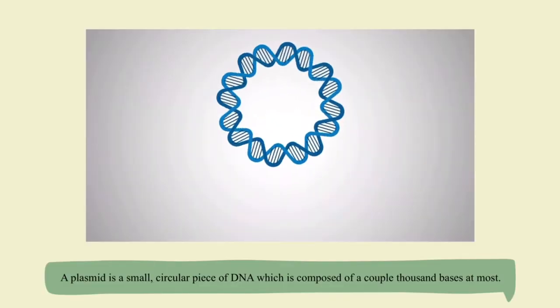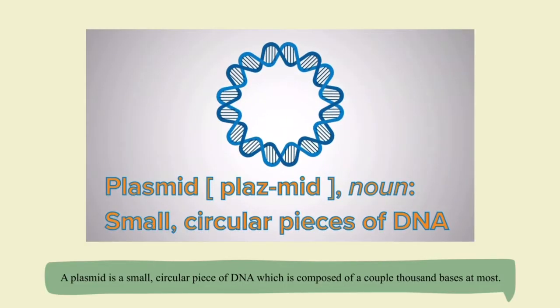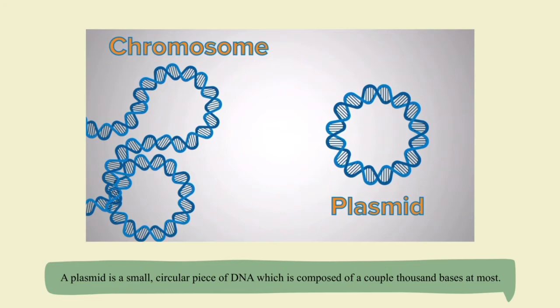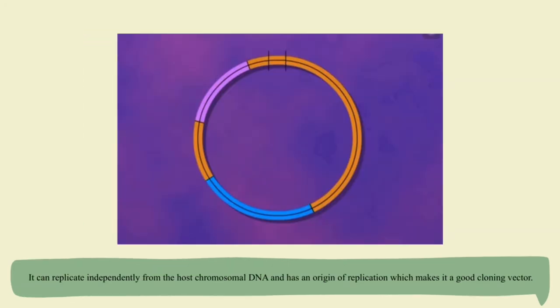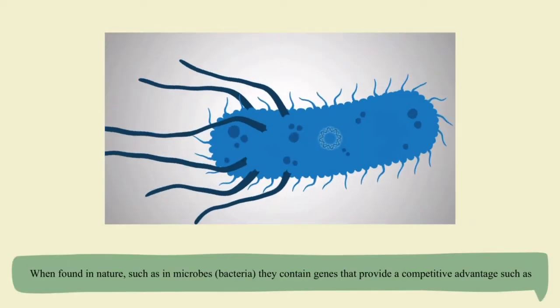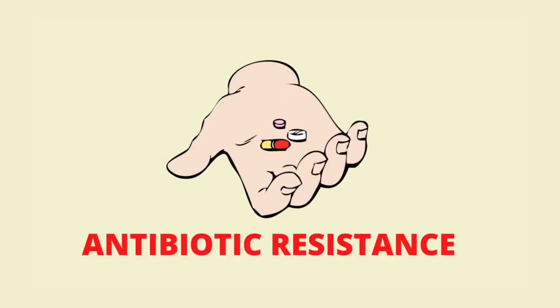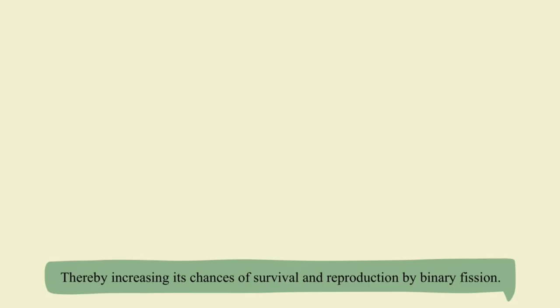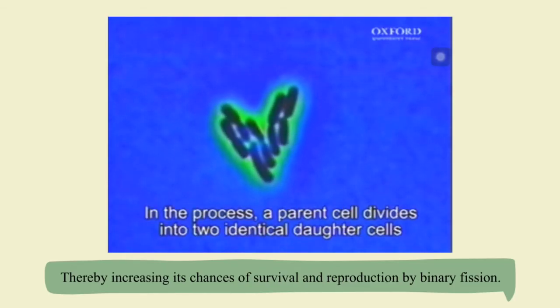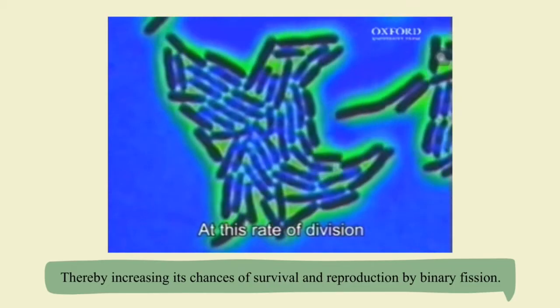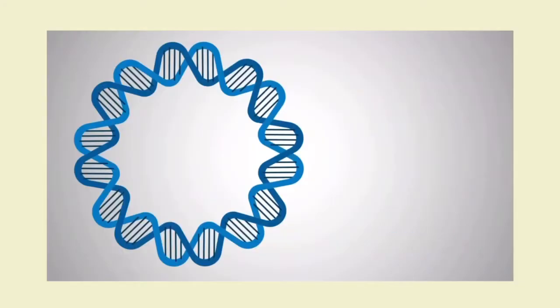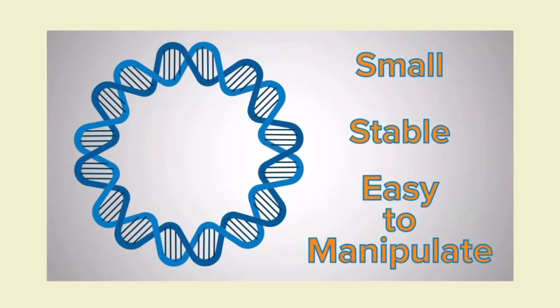A plasmid is a small circular piece of DNA which is composed of a couple thousand bases at most. It can replicate independently from the host chromosomal DNA and has an origin of replication, which makes it a good cloning vector. When found in nature, such as in microbes, they contain genes that provide a competitive advantage, such as antibiotic resistance, thereby increasing its chances of survival and reproduction by binary fission. Plasmids are small, stable, and easy to manipulate.